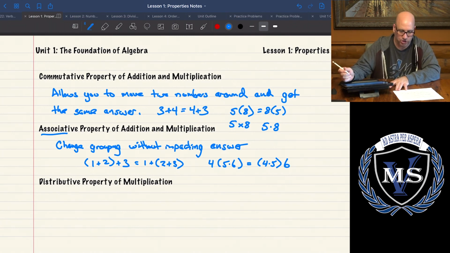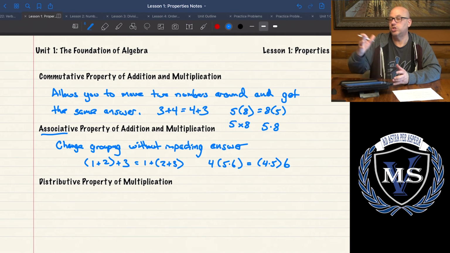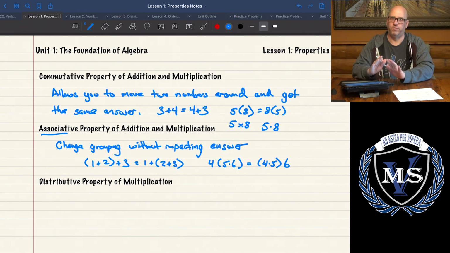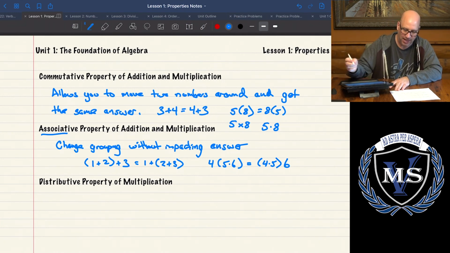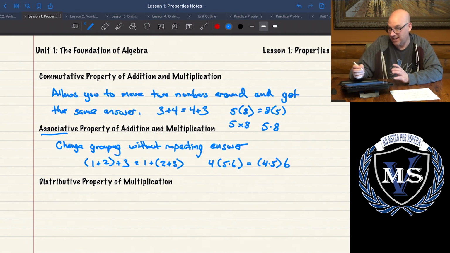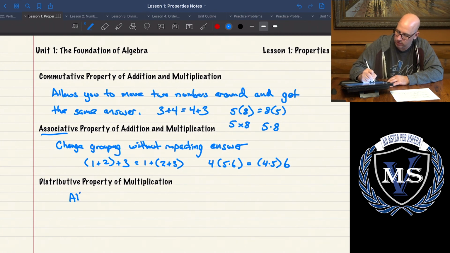Distributive property. Distribute just means you're allowed to distribute a number. Love this property. We're going to use it a lot. Distribute means to kind of hand out, right? So you're going to hand out the numbers. So it allows you to distribute.